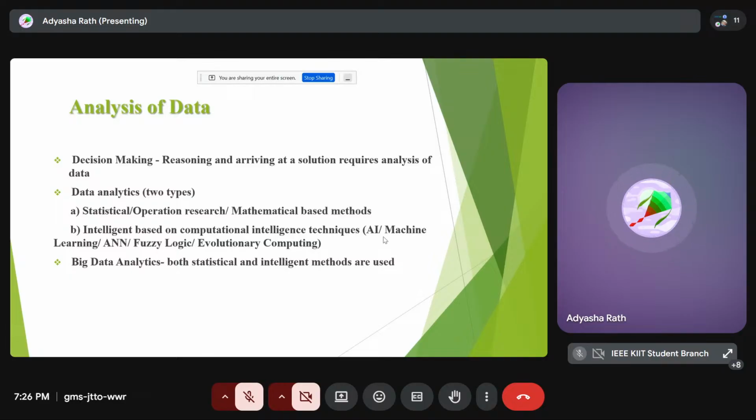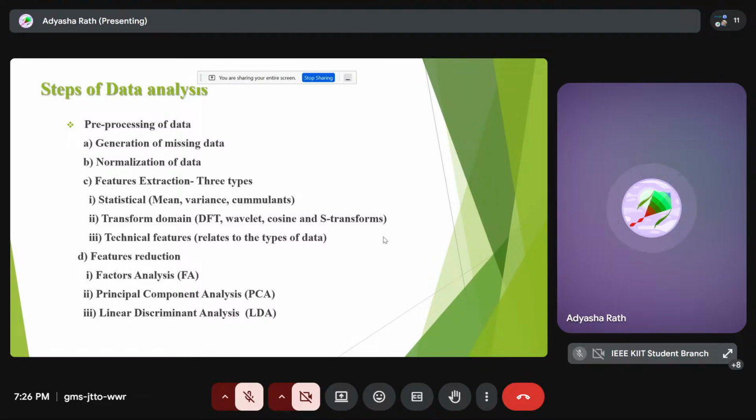Then we are discussing a buzzword, big data analytics. So what is the meaning of big data? It is used for both statistical as well as intelligent methods. Now you see, the steps of data analysis are very important when you are doing research. First of all, we have to download some data, and one thing you must remember is that when you are doing research on a particular topic, if you are not finding any data, don't use that topic; rather, you have to choose the next topic.